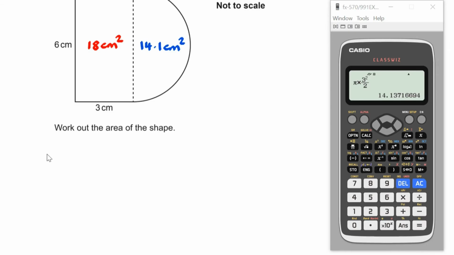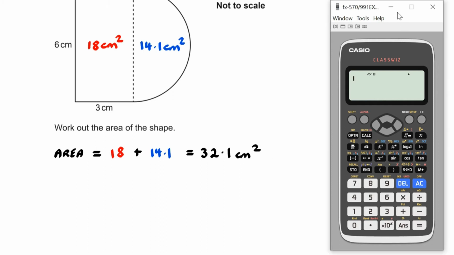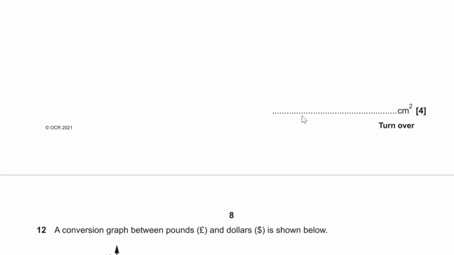So for the area, we have 18 plus 14.1, and if I work out what this is, we get 32.1 centimeters squared. So we have 32.1 centimeters squared.